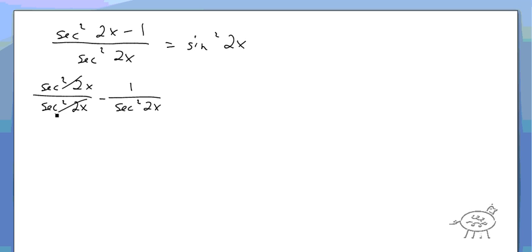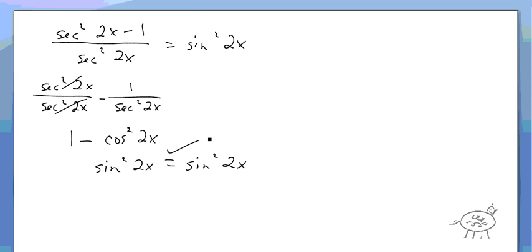Well, of course, that just cancels to 1. And this is just the reciprocal of cosine. So it's 1 minus cosine squared of 2x. And once again, we don't really even need to do anything with a double angle, because 1 minus cosine squared is basically from the identity sine squared plus cosine squared equals 1, or 1 minus cosine squared of x equals sine squared of x. So I can literally just write sine squared of 2x, and that equals sine squared of 2x. So we're done with that problem. Okay, that was pretty mellow.